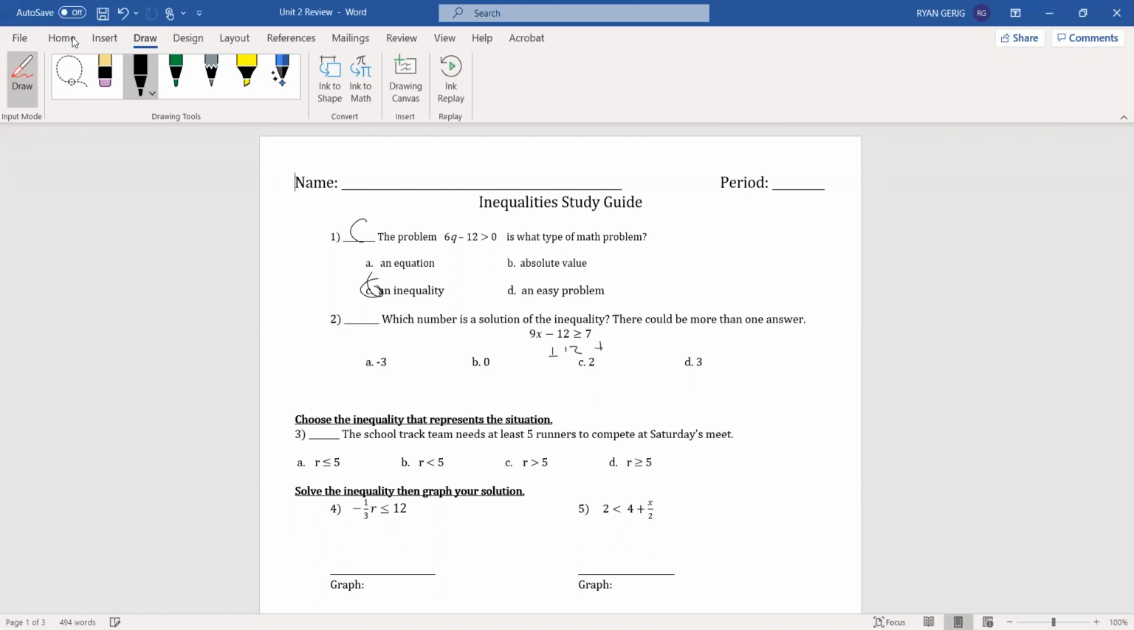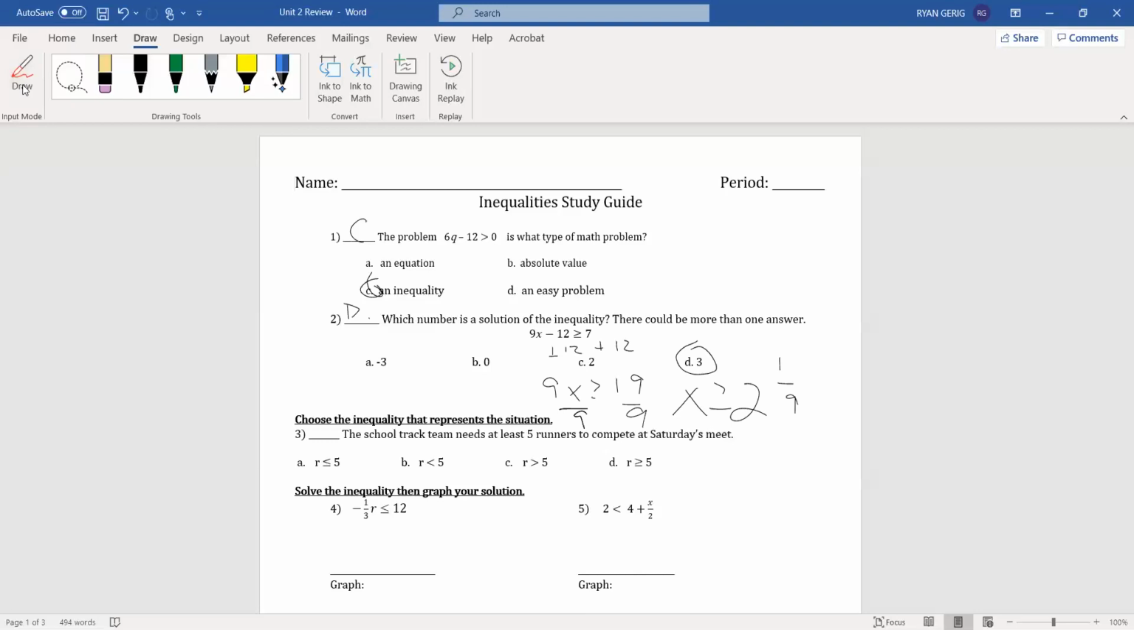I'm going to add 12 to both sides. I'm going to have 9x is greater than or equal to 19. Divide by 9. It's not a good number, but that's okay. X is greater than or equal to 19 ninths, which is 2 and 1/9. So any number that's bigger than or equal to 2 and 1/9 is going to be a solution, okay? In this case, there is only one solution listed. It is D. All those other ones are less than 2 and 1/9.